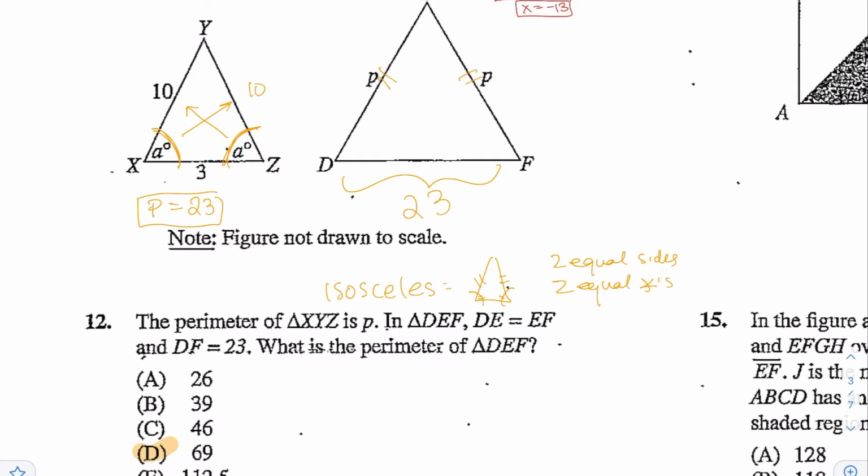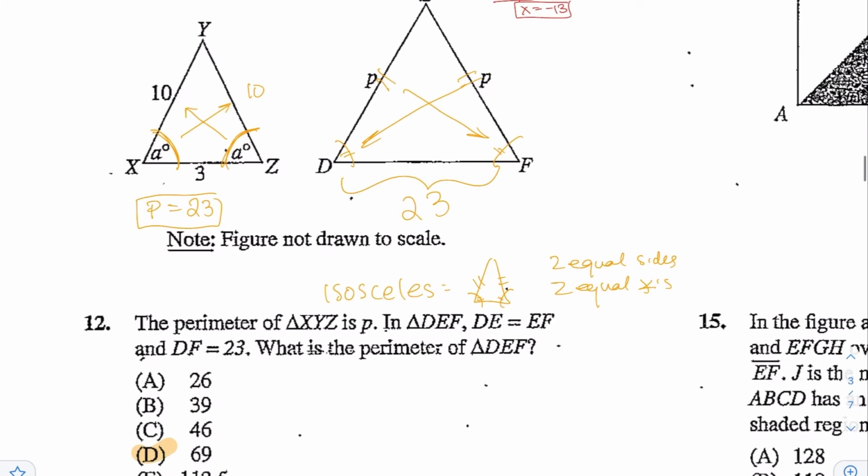Now for triangle DEF, we know that these two sides, DE and EF, are equal, and that DF is equal to 23 as the length. So that means that these opposite angles are also going to be equal as well. Now, to figure out the perimeter of triangle DEF, there's not much else to go on, because we don't know if they're similar. We don't know if these two triangles are related in any way.